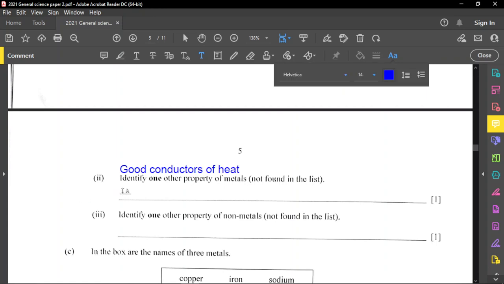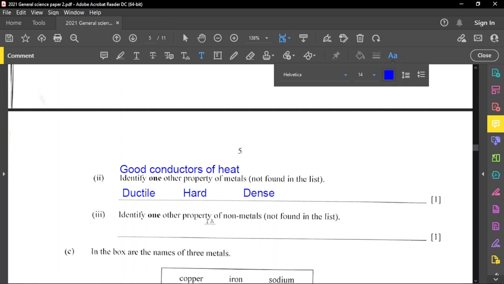Others that you can also know is that they're ductile. Ductile means that they can be drawn into wires. They can be made into wires. And not only ductile, they are generally hard. They also tend to be denser than non-metals. So those are four of the properties that were not given in the list.